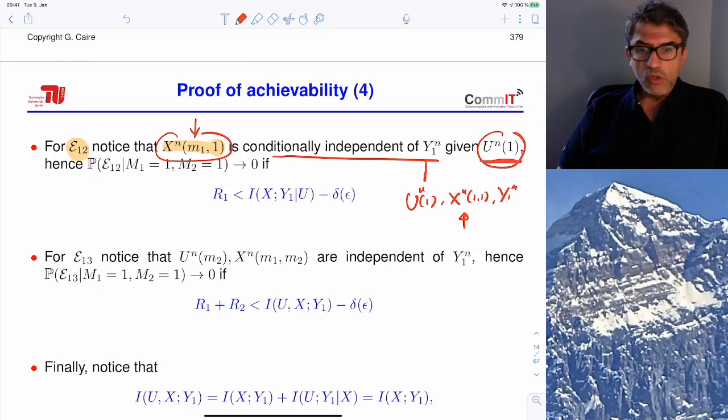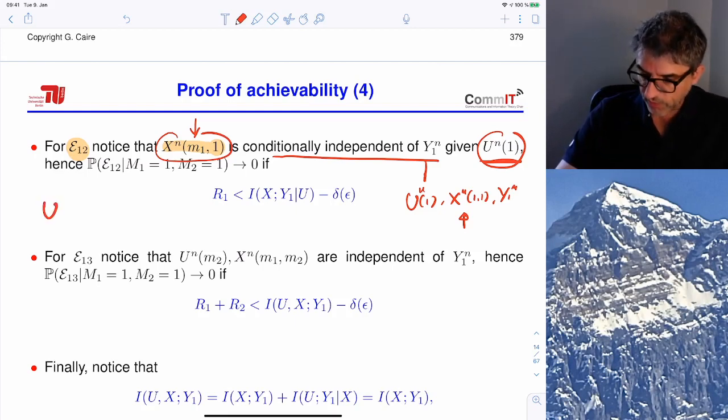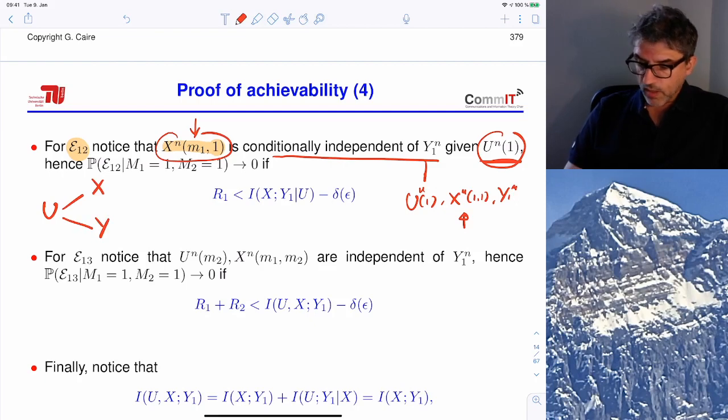So we have a joint distribution of U1 and X M1 1 according to the probability PUX, but Y1 given U is independent of this vector. So we have the case, if you go back to the packing lemma, we are exactly in that case for which we have a conditioning variable, in this case U, that generates X according to a certain distribution, and then Y according to the joint distribution UY, and this X, which is this code word, is independent of Y because this goes through X11, which is hidden here.